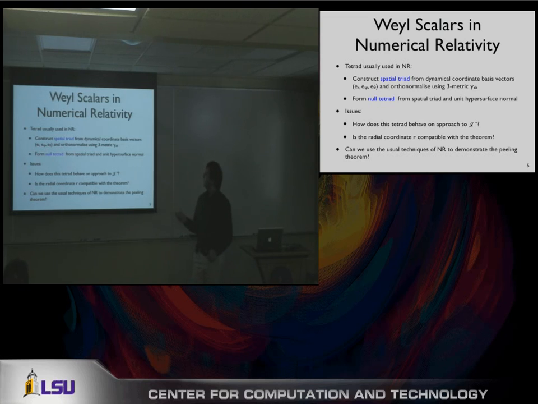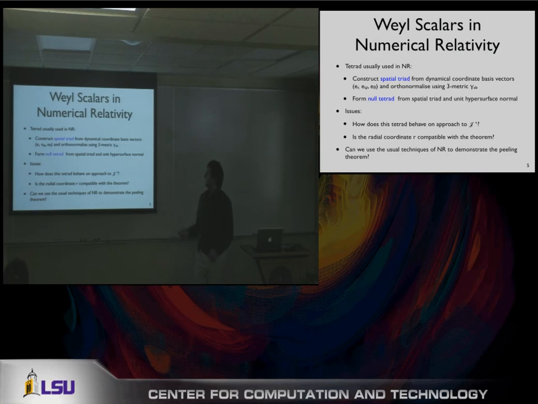And from these coordinate vectors, we form a null tetrad, which in fact is null. It's not approximate to null, it actually is null, from the unit hypersurface normal. And so this gives us the tetrad that we then contract with the Weyl tensor in order to compute the scalars.